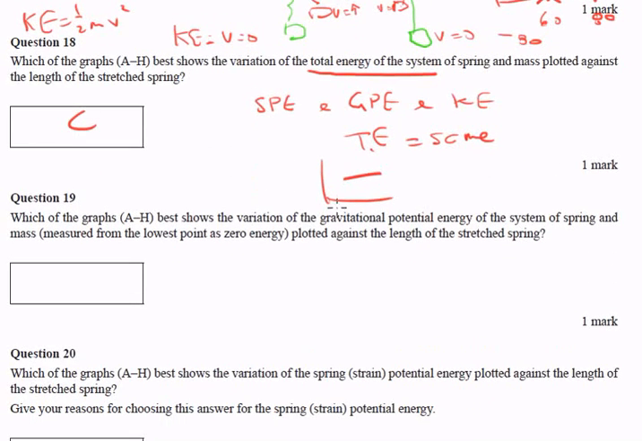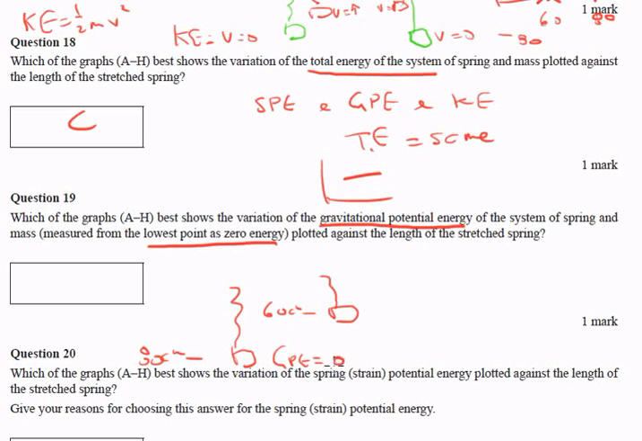Which of the graphs shows the variation of the gravitational potential energy of the system, measured from the lowest point being 0 energy, against the length of the stretched spring? Alright, so when it's down the bottom here at 80 centimeters, and then it bounces up to the top here, which is 60 centimeters. He's already said at the lowest point down here, the gravitational potential is 0. As it gets higher, the gravitational potential increases.